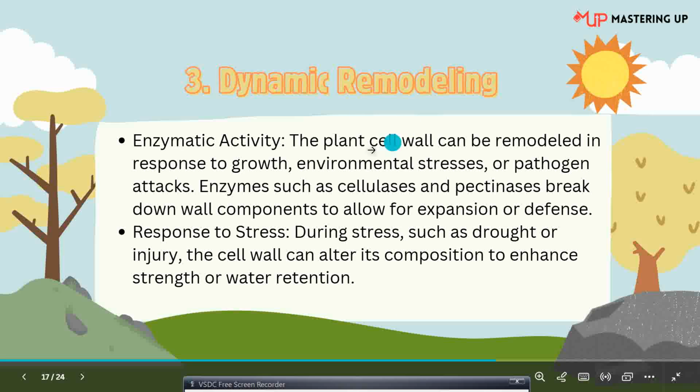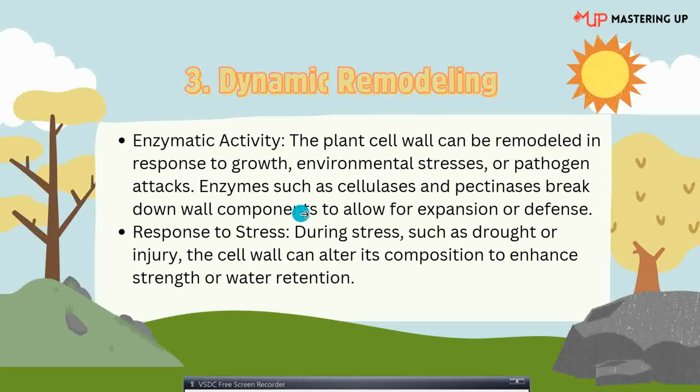Now dynamic remodeling, enzymatic activities and all are present in this part. The plant cell wall can be remodeled in response to growth, environmental stresses or pathogen attack. Enzymes such as cellulases and pectinases break down cell wall components to allow for expansion or defense. Basically, these enzymatic activities help the cell wall defend against unwanted attacks that are happening in the environment.